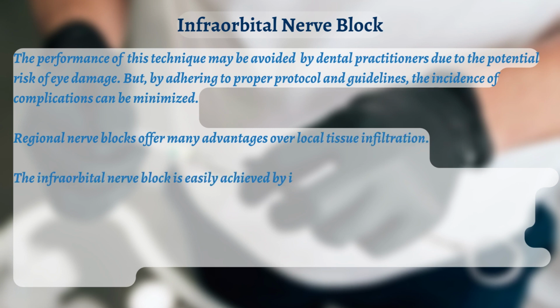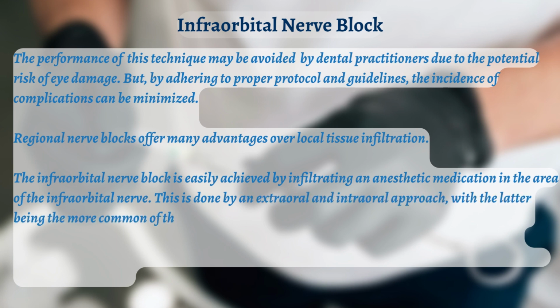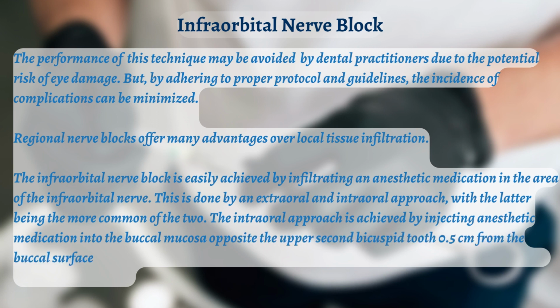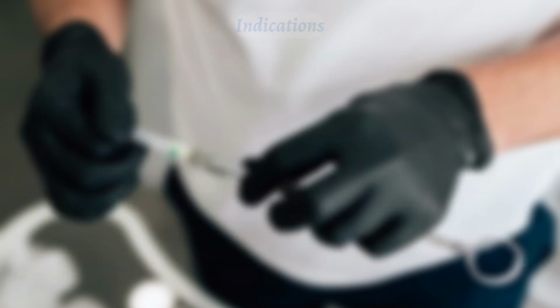The infraorbital nerve block is easily achieved by infiltrating an anesthetic medication in the area of the infraorbital nerve. This is done by an extraoral and intraoral approach, with the latter being the more common of the two. The intraoral approach is achieved by injecting anesthetic medication into the buccal mucosa opposite the upper second bicuspid tooth, 0.5 cm from the buccal surface. The extraoral approach involves injecting medication into the tissues around the infraorbital foramen.